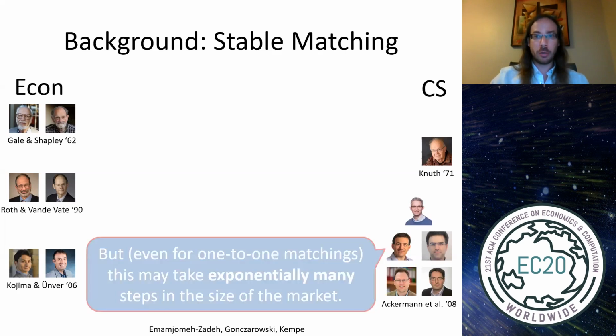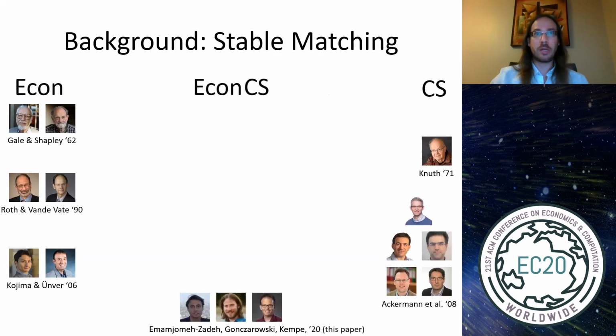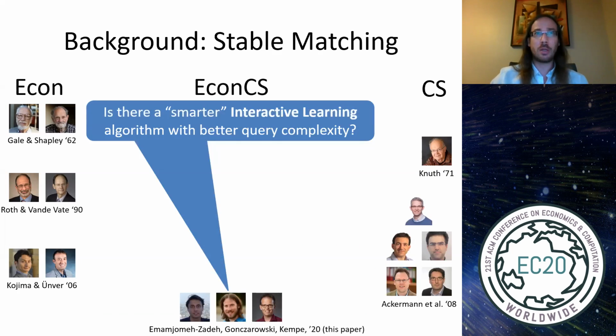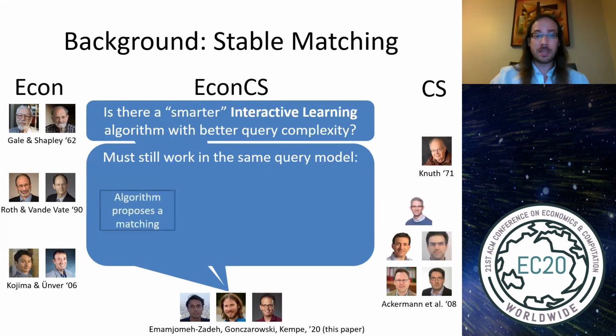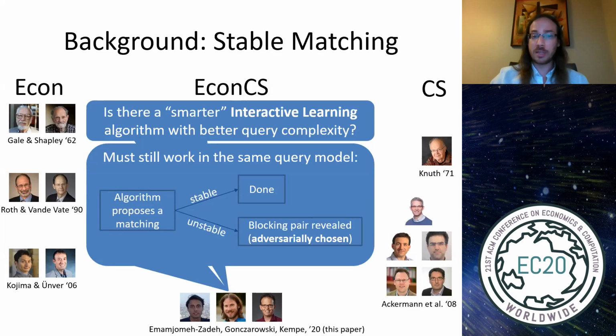We're going to try to use CS tools today to give a positive rather than negative result, and also hope for it to have an economic message as well. So we're going to ask, is there a smarter interactive learning algorithm with better query complexity? What do I mean by this? This algorithm must still work in the same model. The algorithm proposes a matching. If it's stable, done, the algorithm wins. If it's not stable, then some blocking pair is revealed, say even adversarially, and fed back to the algorithm.